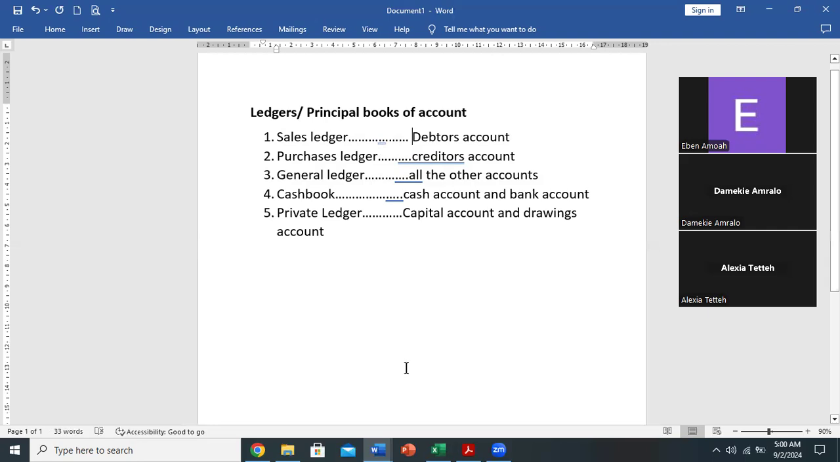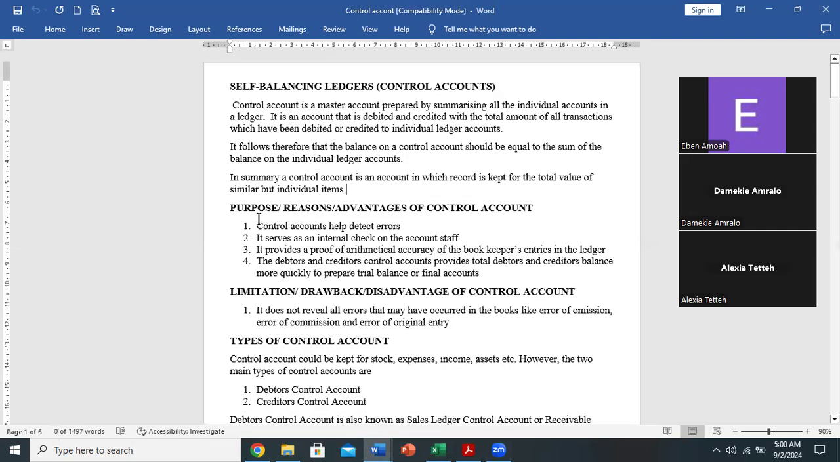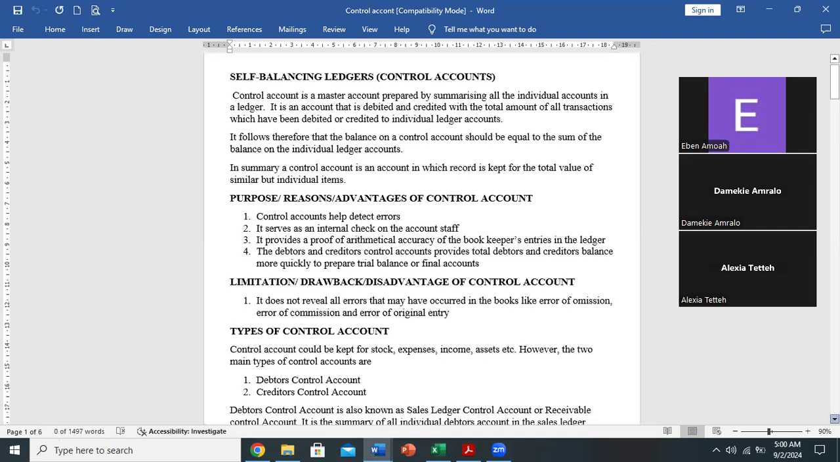So let's go back to the note. Well, let's keep the purpose and limitation and look at the types of control account we'll look at. So Prof. Alexia, can you read the types of control accounts?